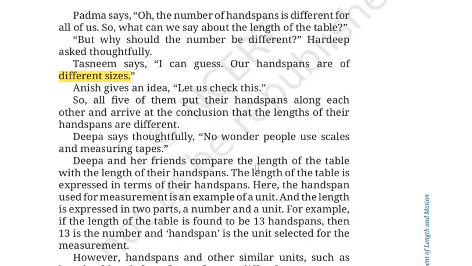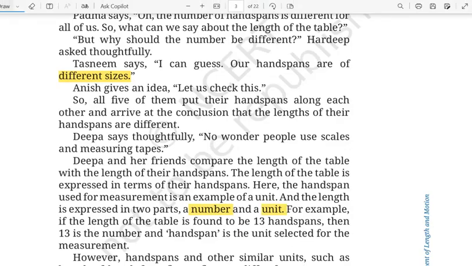Deepa and her friend compared the length of the table with the length of their handspans. The length of the table is expressed in terms of their handspan. Here, the handspan used for measurement is an example of a unit, right? One handspan, two handspan, 10 handspan. It's a kind of a unit. And the length is measured in two parts. So always remember, whenever you are measuring a length or for that fact any physical quantity, it will have two things. It will have a number and a unit.